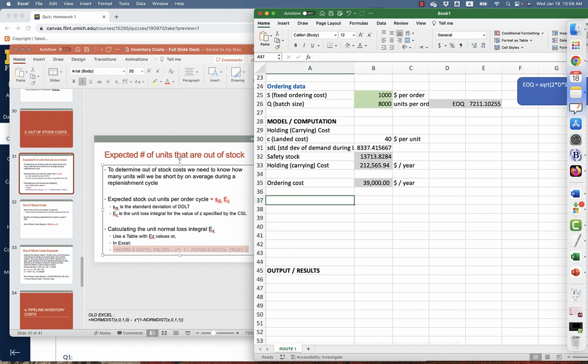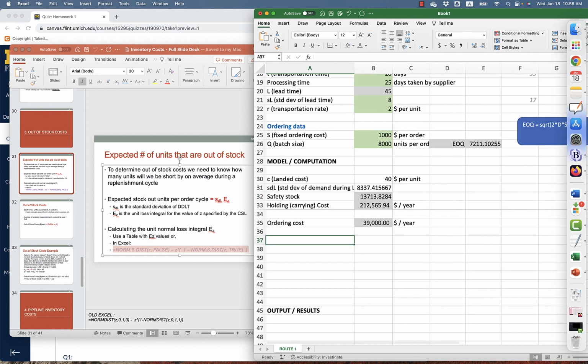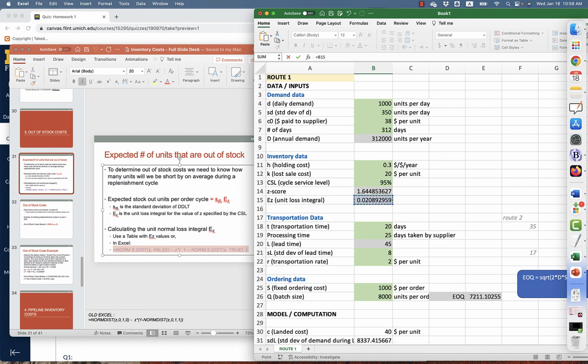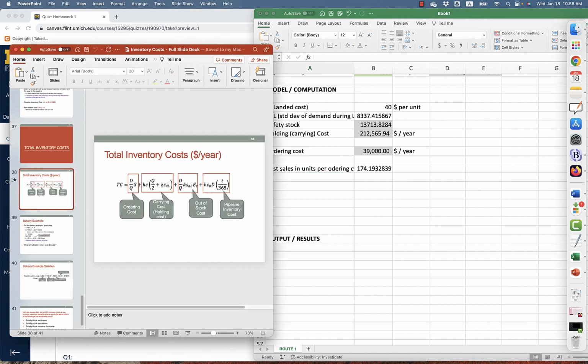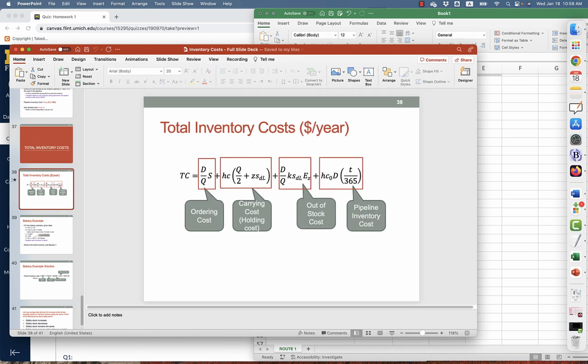Okay. Now I'm going to do an intermediate calculation here, which is going to be units lost sales in units per ordering cycle, and that's going to be EZ times SDL, which we just computed right here. Okay, so on each ordering cycle, we are having losses of about 174 pairs, right? So this is also a useful number to think about.